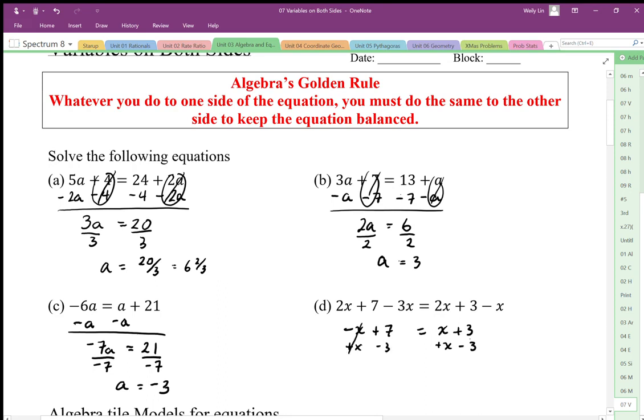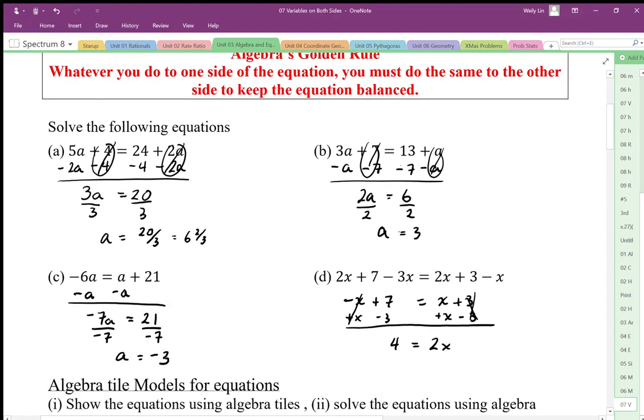Sorry, get rid of the plus 3 with the minus 3. Okay, again, my 0 pairs there. And so I end up with 4 is equal to 2x. So it doesn't really matter which side the variable is on. In fact, if you really want, you can just switch it around, because when I divide by 2, it's balanced, and I can just switch the balance around and say that x is equal to positive 2.